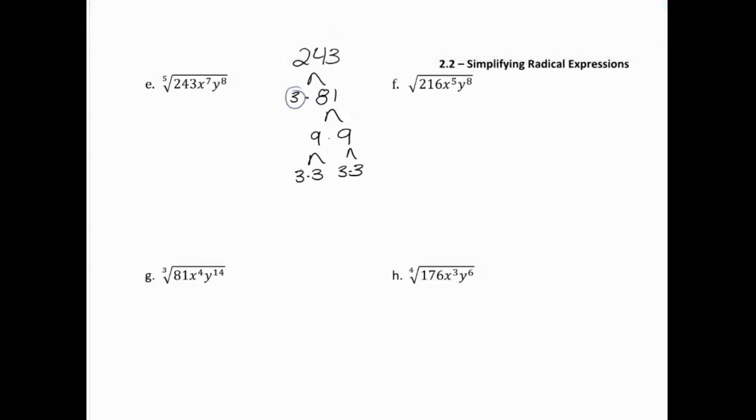Let's take a look at example E. Example E has variables inside my radical. So for this one, we're going to find the prime factorization of 243, and the variables will be written out in the prime factorization. So two numbers that when I multiply give me 243. So 243 is going to be 3 times 81. 81 is 9 times 9. And 9 is 3 times 3 and 3 times 3. That means that my prime factorization is 3 times 3 times 3 times 3 times 3.